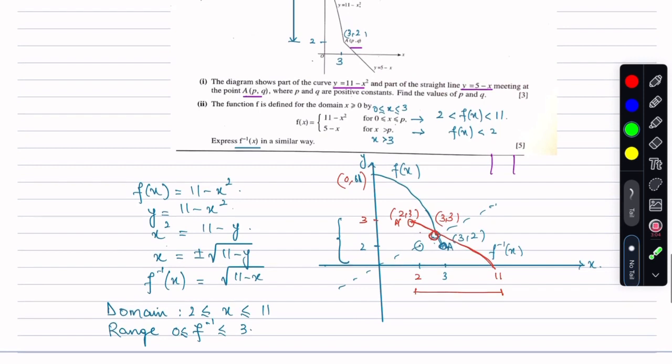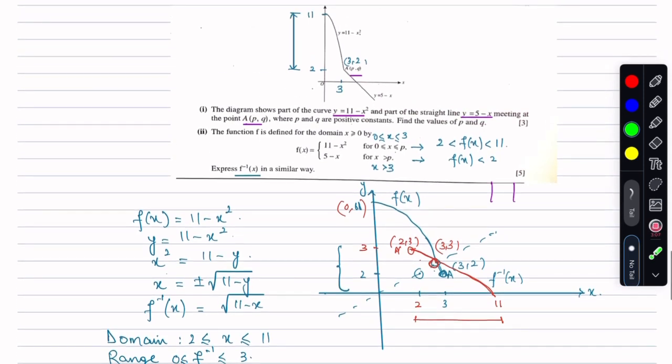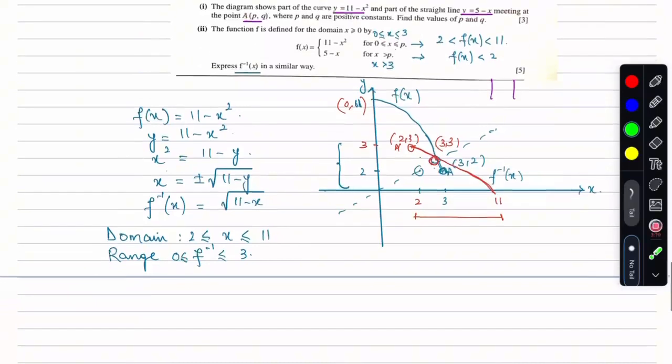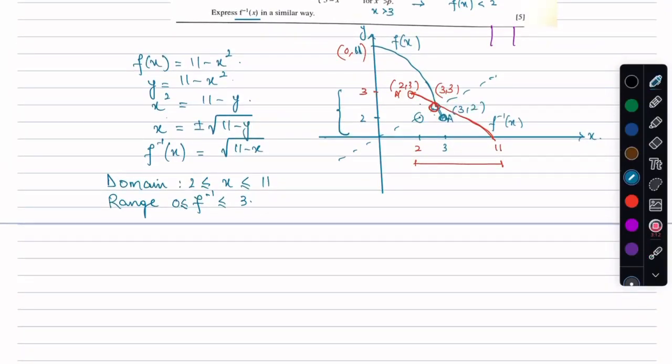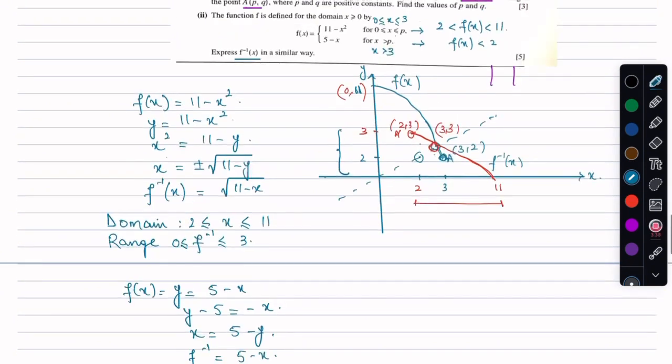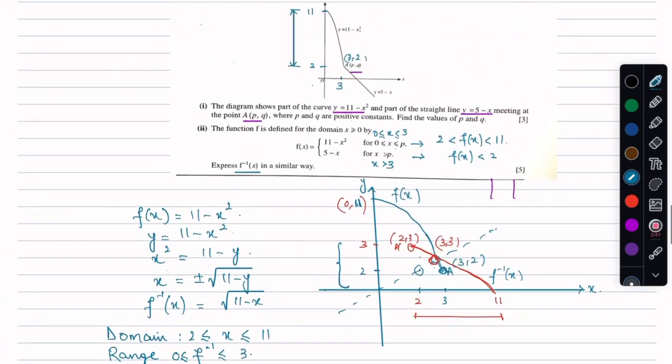Now let's do it for the function which is represented by y equals 5 minus x. So the inverse function for y equals 5 minus x, which was actually the second part of the function, I can just say that y minus 5 is equal to negative x, or x shall be equal to 5 minus y, or I can say that this f inverse shall be represented by 5 minus x here. So I have the inverse function for the second part also, which was represented by y equals 5 minus x.